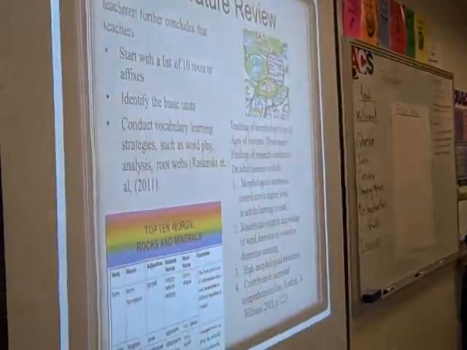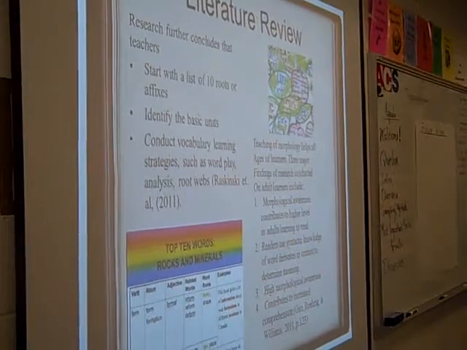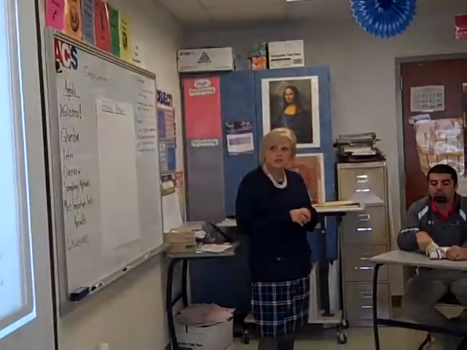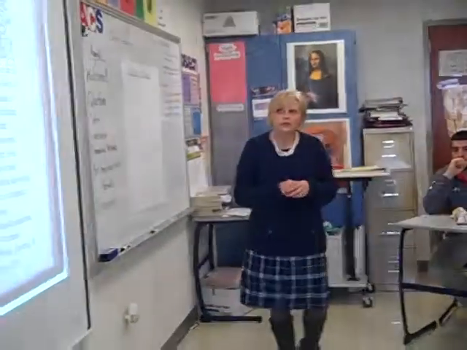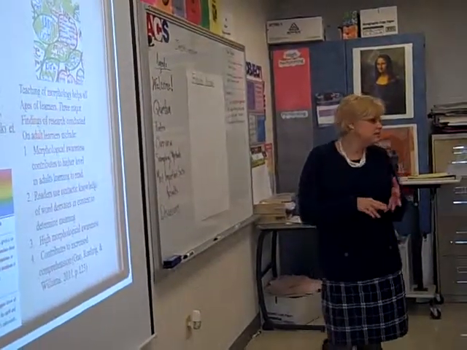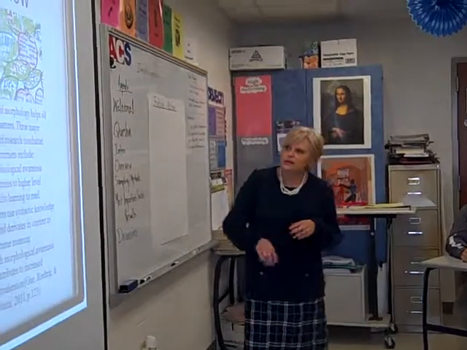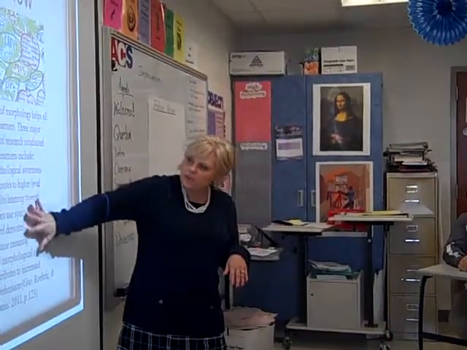The next one was this particular literature review that discusses how to do it. It suggested that we start with a list of 10 roots or affixes, include the basic units, and conduct the vocabulary learning strategies and analysis, root webs, that sort of thing. That's what we did. And then here are the 3 major findings of that particular study.